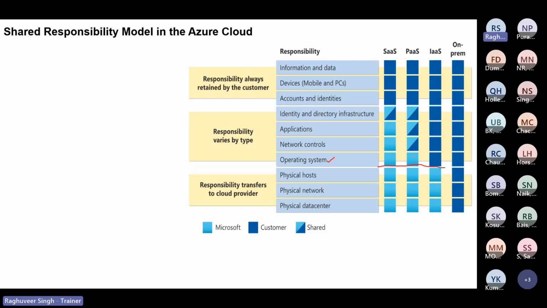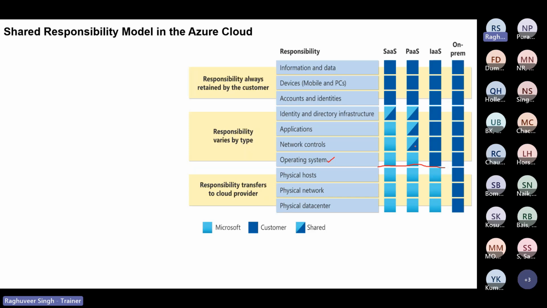Infrastructure is the responsibility of Microsoft. So it is the responsibility of Microsoft. In SaaS, also it is the responsibility of Microsoft. Then comes network, which relates to virtual network, firewall, network security group, all the networking services.